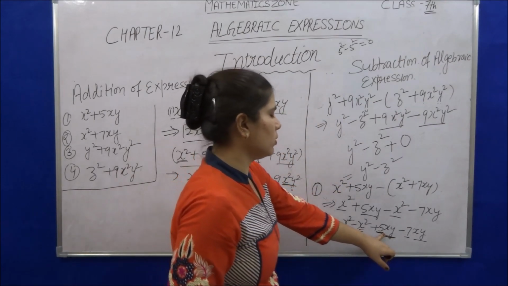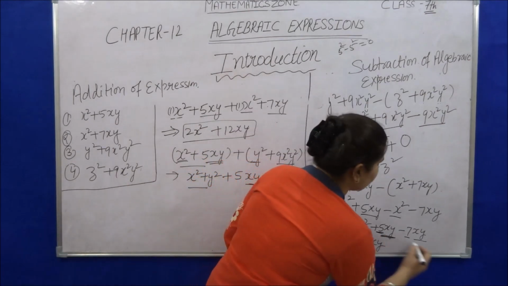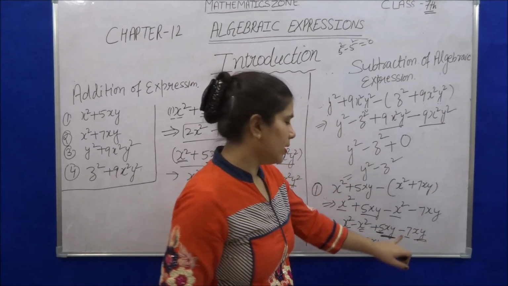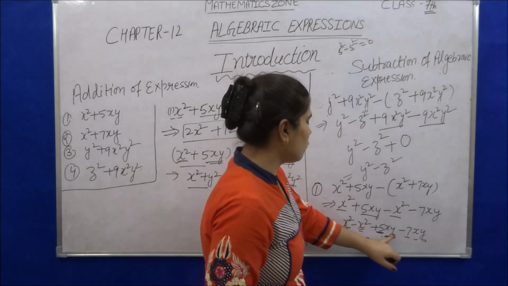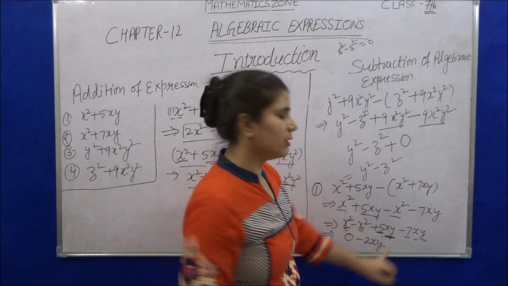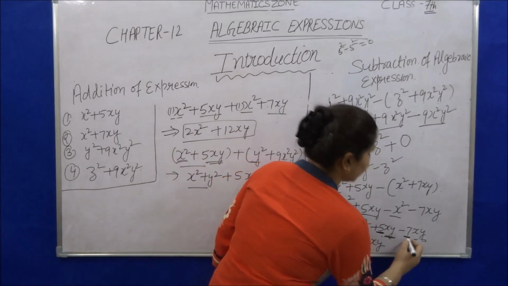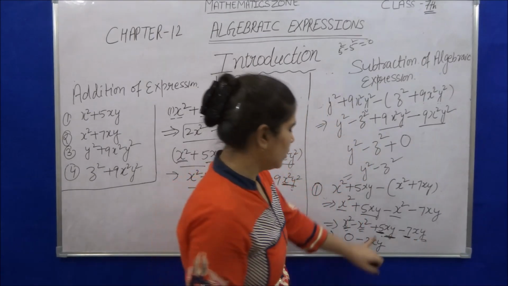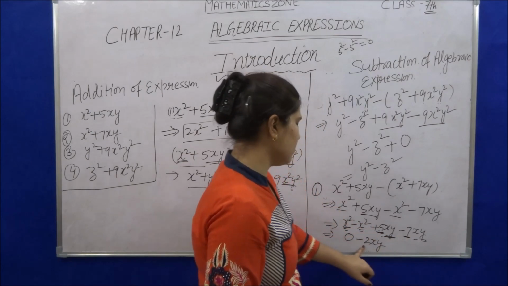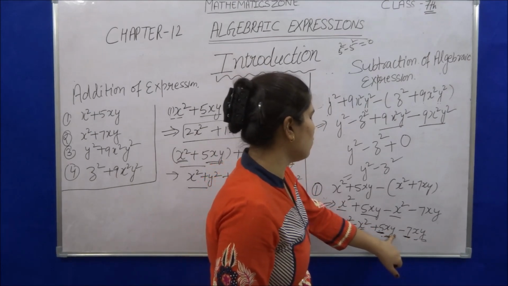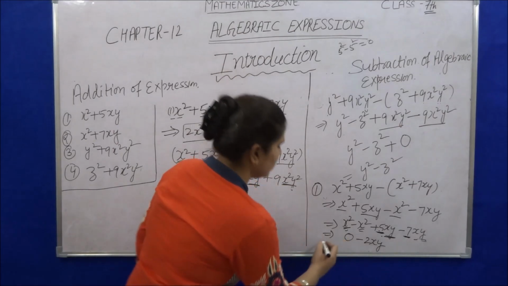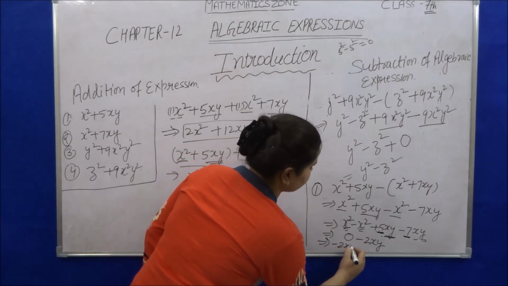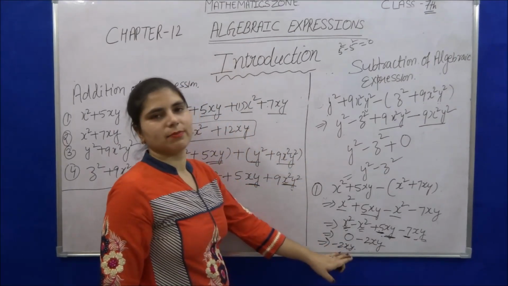One thing should be noted: if we are given like terms like 5xy and 7xy, and we want to subtract these two terms, then we simply subtract the numeric values. That is, 5 minus 7 will be minus 2. The rest of the factors will be written as they are with it. So our answer will be minus 2xy. So this is our expression.